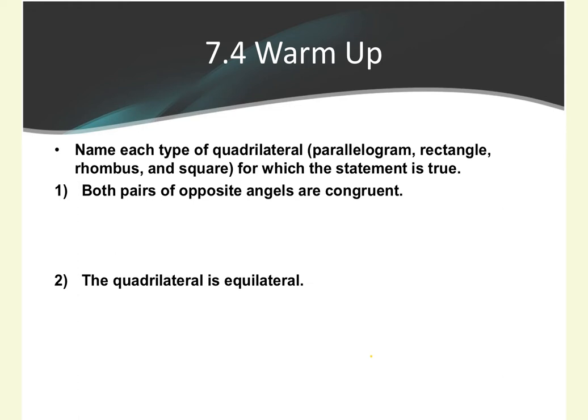So now all those properties would also be true for a square. Numbers 1 and 2 are just asking to name the quadrilateral for which the statement is true. Number 1 says both pairs of opposite angles are congruent. And that says angels, but it should be angles.